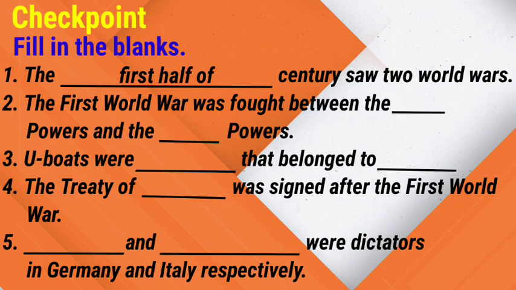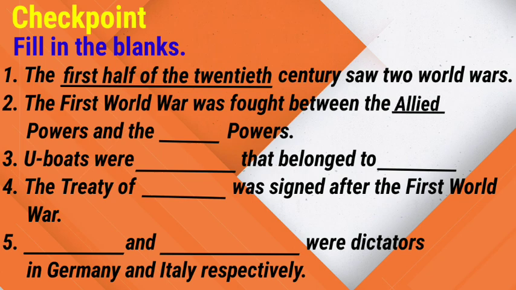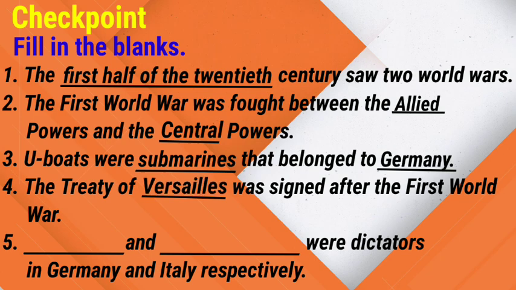Checkpoint. Fill in the blanks. 1. The first half of the 20th century saw two world wars. 2. The First World War was fought between the Allied powers and the Central powers. 3. U-boats were submarines that belonged to Germany. 4. The Treaty of Versailles was signed after the First World War. 5. Adolf Hitler and Benito Mussolini were dictators in Germany and Italy respectively.